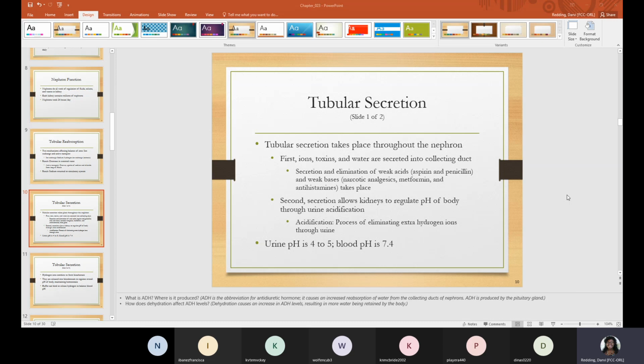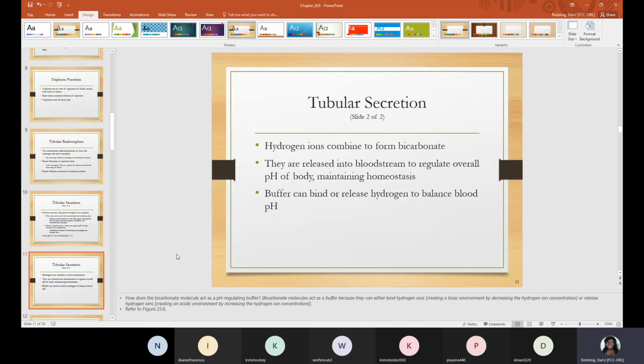ADH is produced by the pituitary gland, and there's a question of how dehydration affects the ADH levels. Well, dehydration causes an increase in ADH levels, which could result in more water being retained in the body. As we continue learning about the renal system and the urological system, we'll also learn about some of the conditions of the body as well. So continuing learning about the tubular secretion, we've learned how it takes place through the nephron.